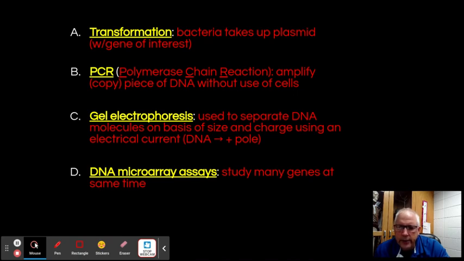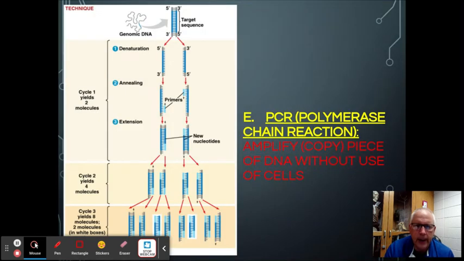Gel electrophoresis, I just showed you that. We're using a current, and we're pulling DNA through that gel, which has space in it, so we can separate it. We use that in forensic science a lot. And DNA microarray is just studying many genes at the same time, okay?